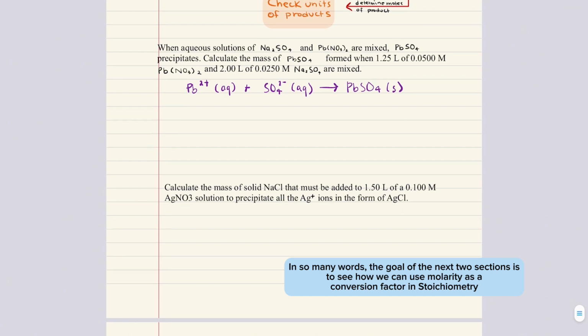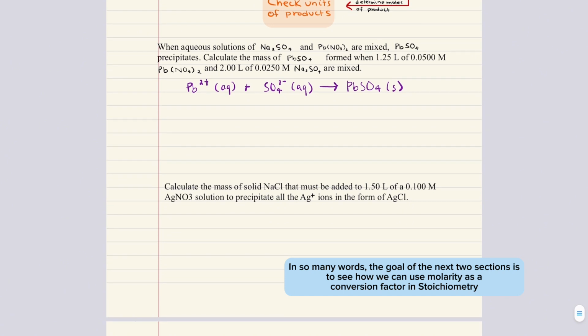So let's do that. Let's calculate the moles of reactants. All right. We're going to start off with lead. We're going to figure out first the moles of lead. Here's the information that we're given. We're given that we have 0.05 molarity of lead nitrate.